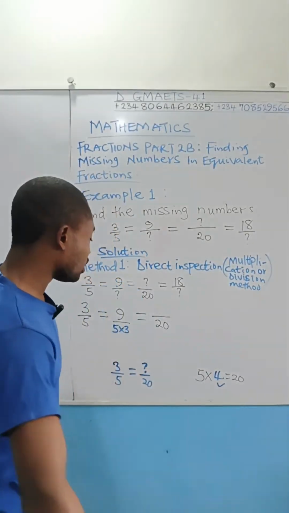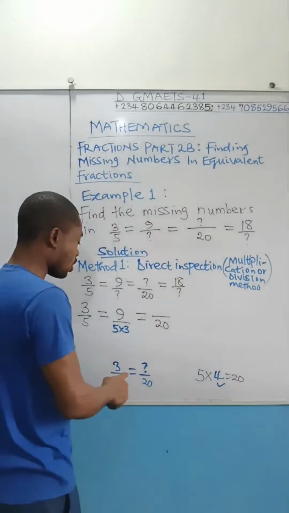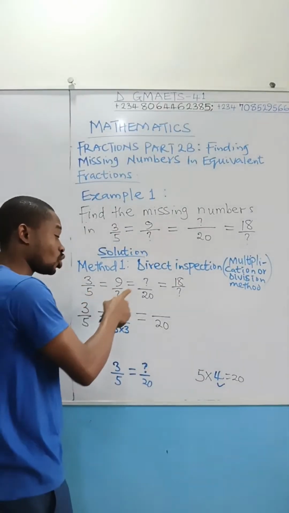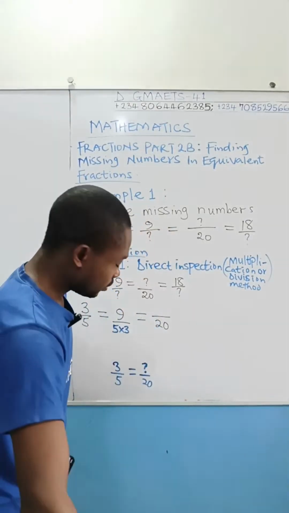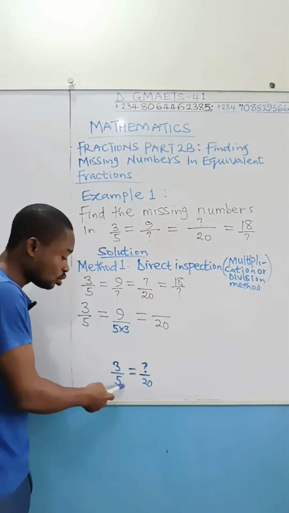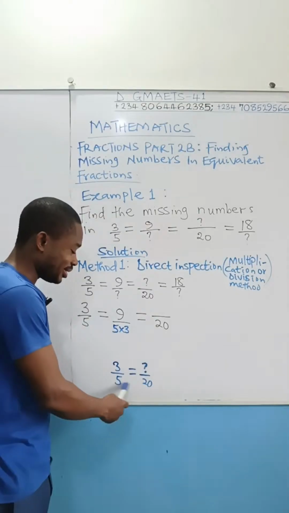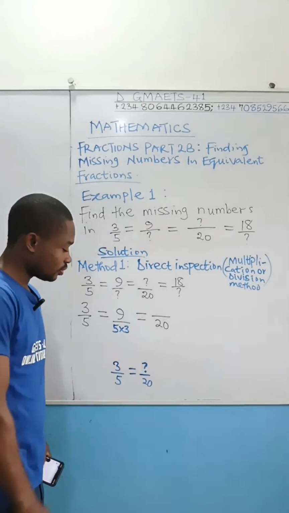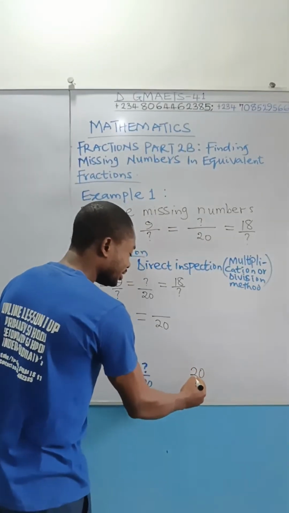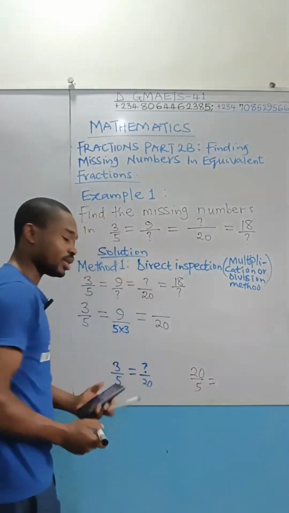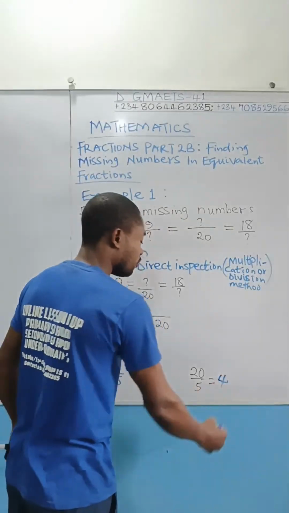Now let us look at the other method, the division method, to still get the same result, that the number we are going to use in multiplying this numerator and denominator to get this fraction is 4. Let us use the division method. I will come to these two denominators because nothing is missing there. Which number is greater out of the two? 20 is greater than 5. So 20 divided by 5 will give you which number? It will give you 4.